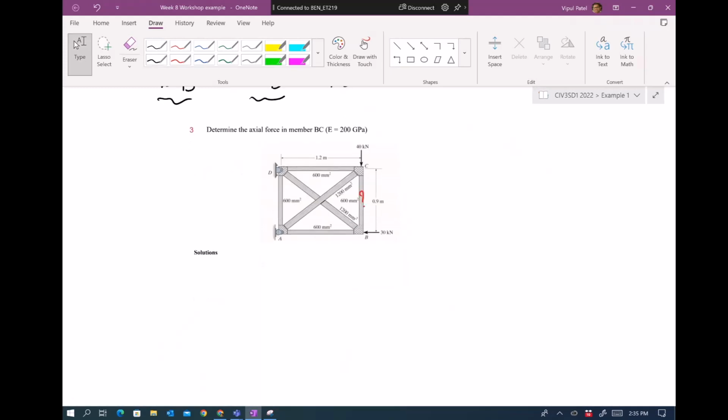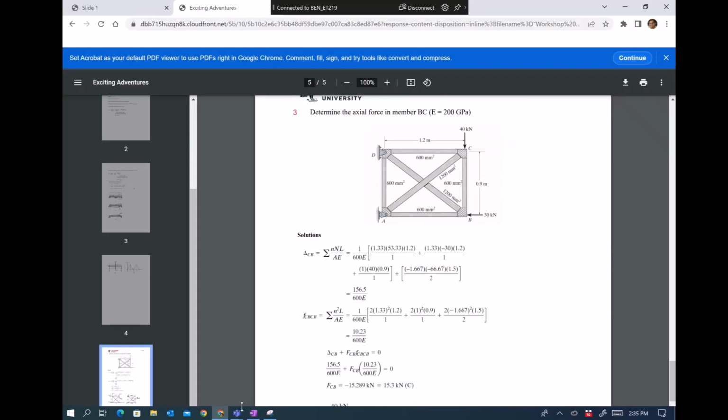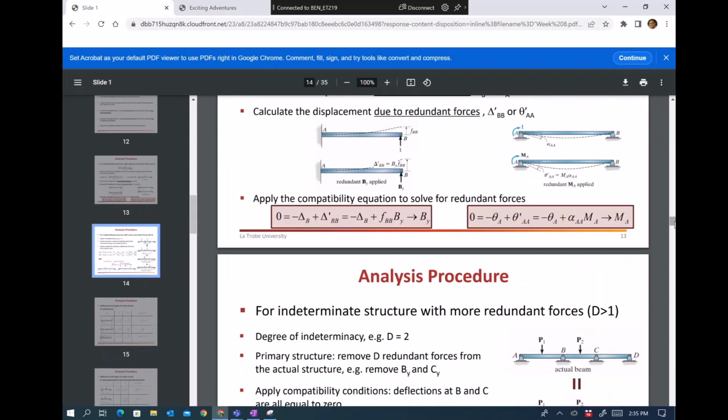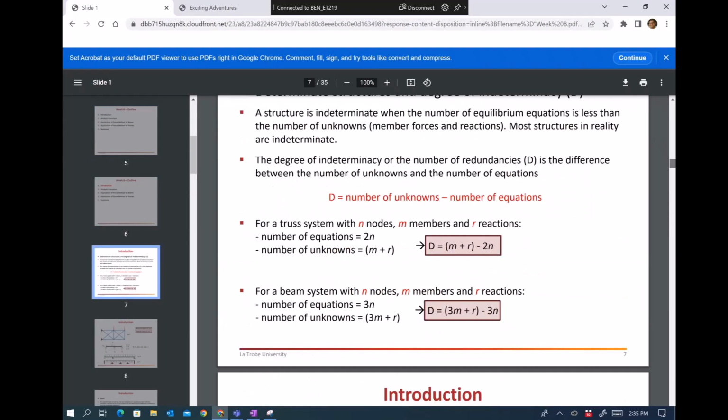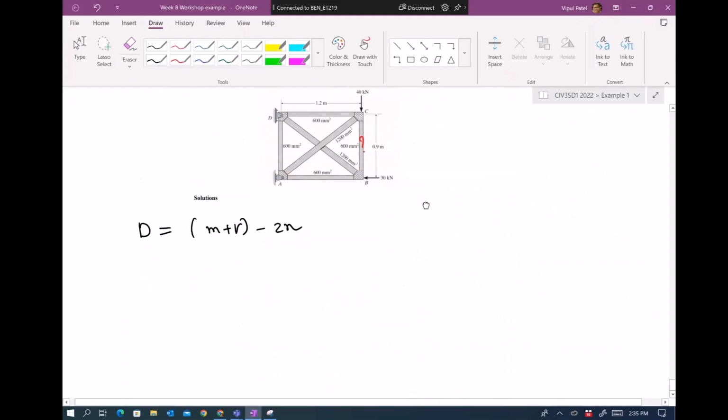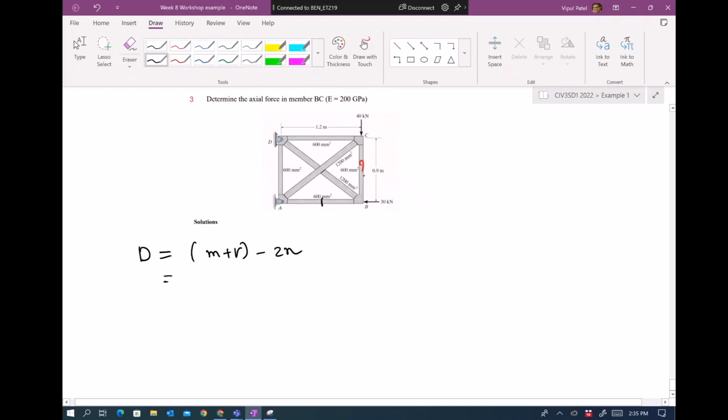Let's find if it is determinate or indeterminate. Degree of indeterminacy equals m plus r minus 2n. Number of members: how many members do you got? 1, 2, 3, 4, 5, 6 members. How many reaction forces? 1 pin, 1 roller, so 1, 2, and 3. 3 reaction forces. How many joints? 1, 2, 3, and 4 joints. 9 minus 8 equals 1. Degree of indeterminacy equals 1.